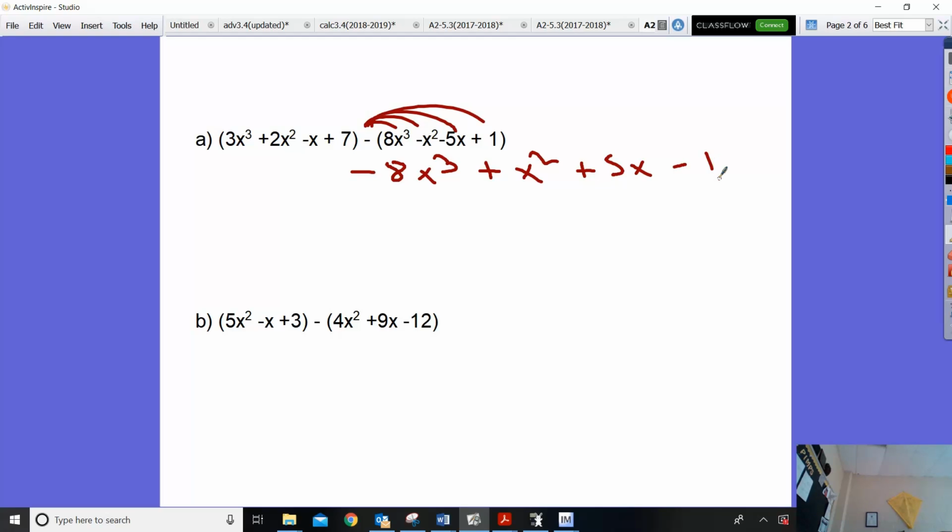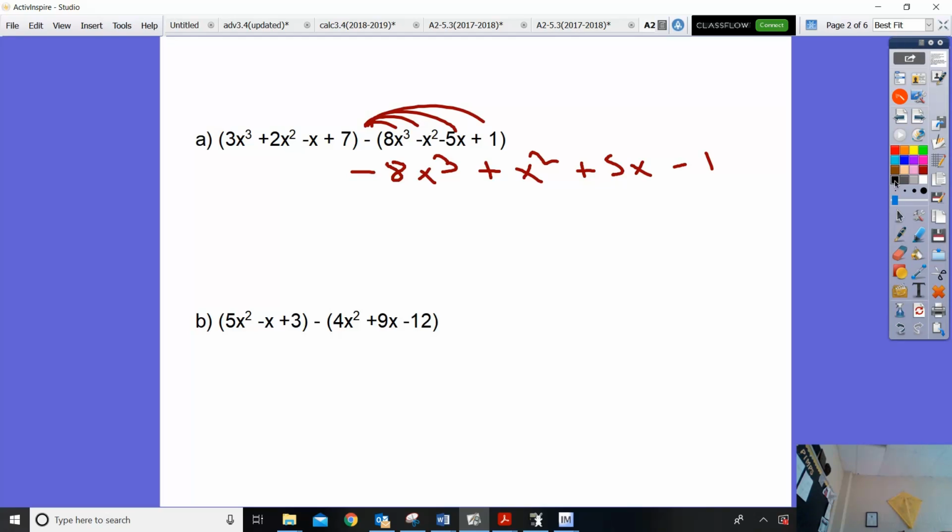And how about that positive 1? I'm not going to bother recopying this. I just wanted to get my sign distributed so that I can combine like terms. You change subtraction to addition by doing that. That's what you do. So I see a 3x cubed and I see a negative 8x cubed. Nolan, how many are there? That's right, there's negative 5 of them.